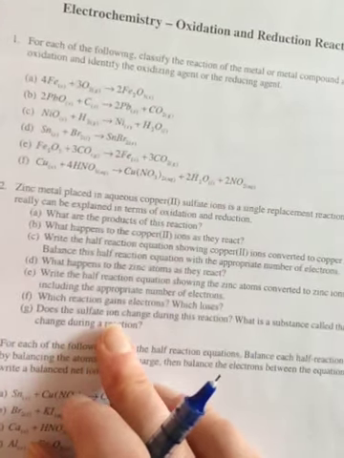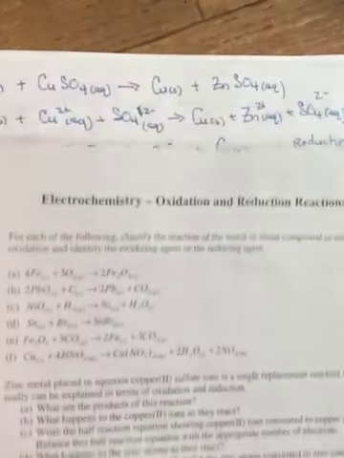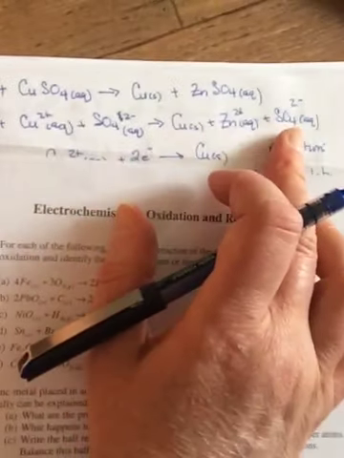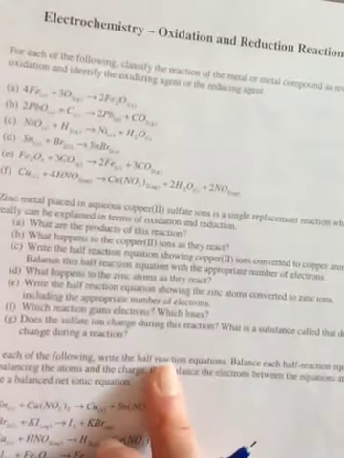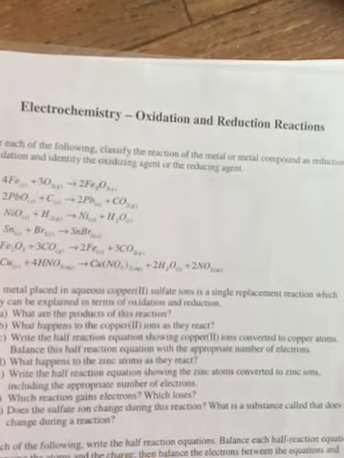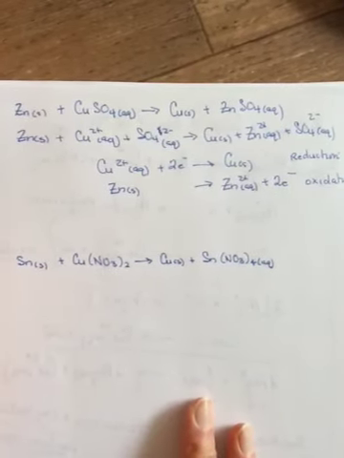Does the sulfate ion change during this reaction? No, right? It's SO4 2 negative. It's still SO4 2 negative. What is the substance called that doesn't change? It's called a spectator ion. Okay, so that's your number 2.